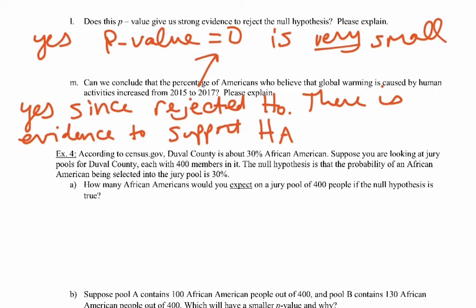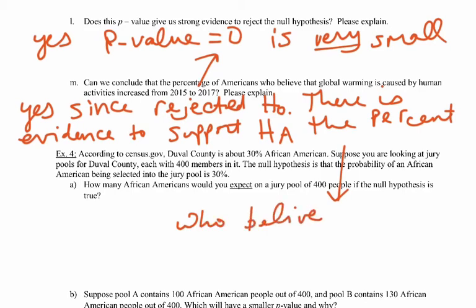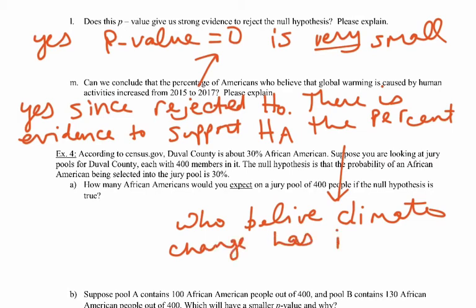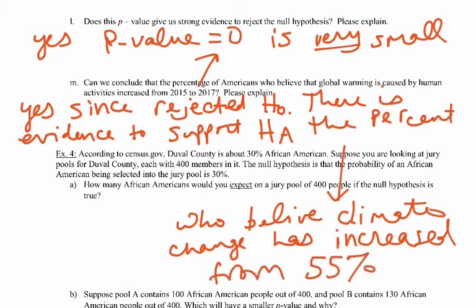And the alternative hypothesis was that the percent who believe in global warming, or climate change, I guess was the term they used, has increased, and what has it increased from is increased from the 55% that we had in the 2015 year. And so we compare everything to what P0 was, what it was in the first year, which was 55%.